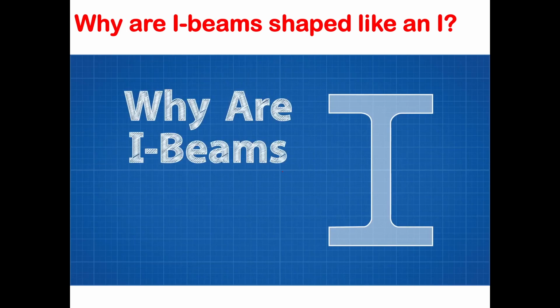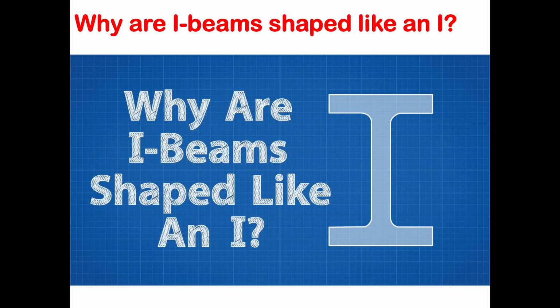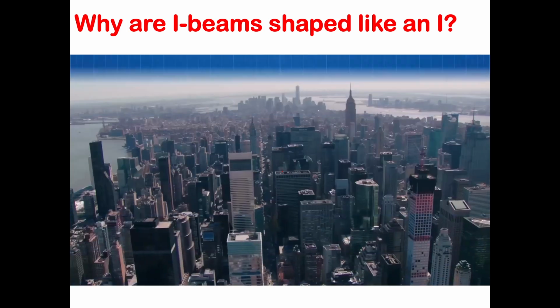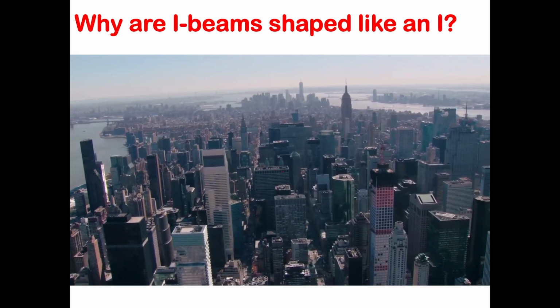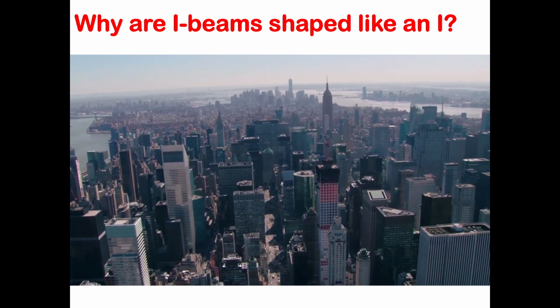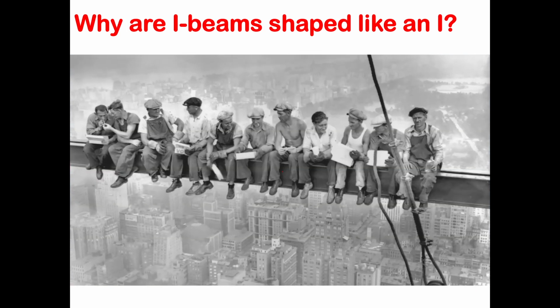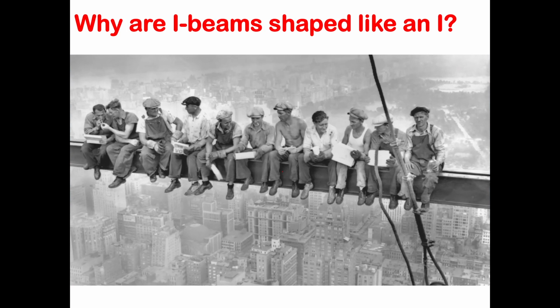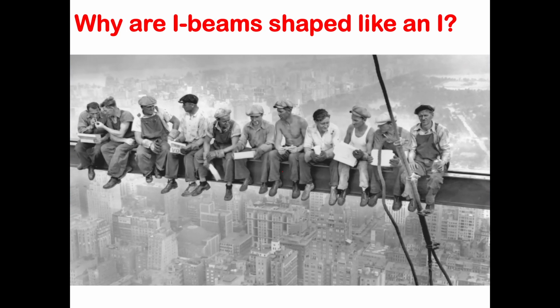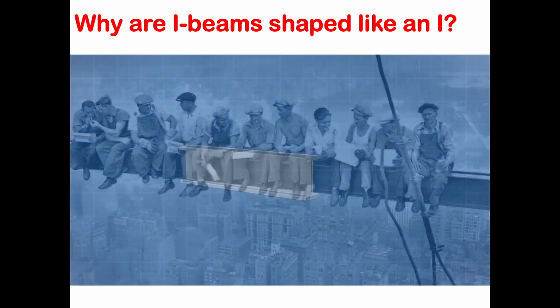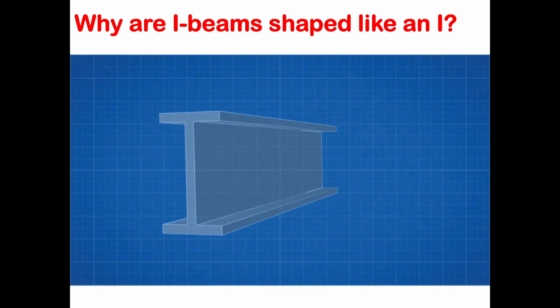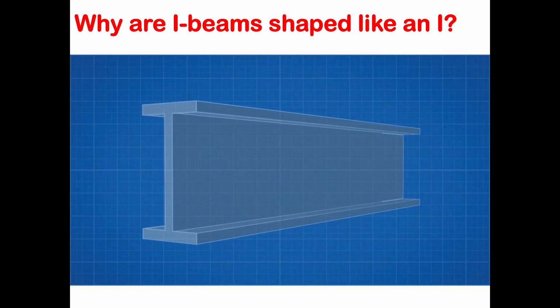Why are I-beams shaped like an eye? Have you ever actually taken a moment to think about this? This simple technology forms the basis of all our largest structures, and even features in one of the world's most famous photos. But after asking some of my friends, few actually knew the answer to this simple question. The I-beam is designed in that way to handle a maximum bending load while using the least amount of material.